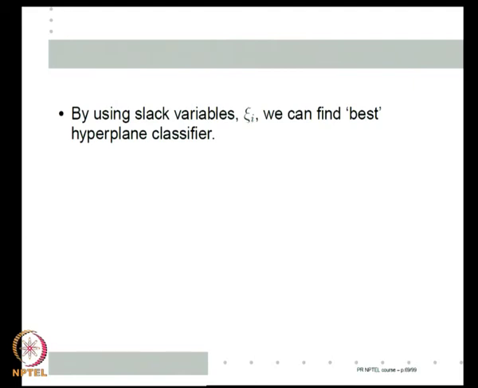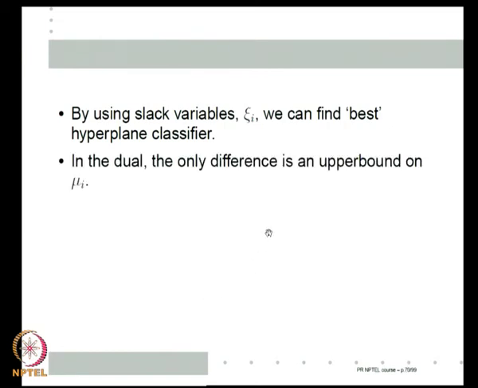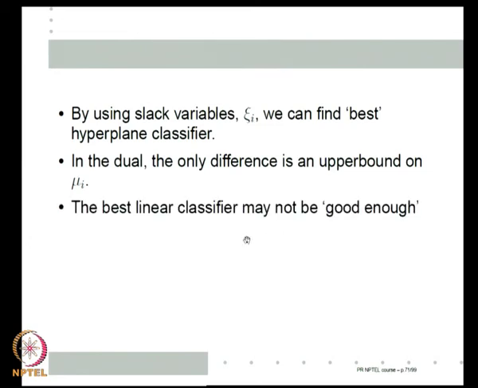So, by using the slack variables xi, we can find the best hyperplane classifier. Okay, so this is the optimal separating hyperplane, very good. Instead of finding any linear classifier, we now have a concept of some optimal linear classifier, and we can find it by solving a nice quadratic optimization problem, a quadratic cost function and linear constraints. The only difference when solving the dual, as we have seen, is an upper bound on mu. So, I just throw in a constant C as an upper bound on mu, and I always solve only the dual. So, it is very nice.